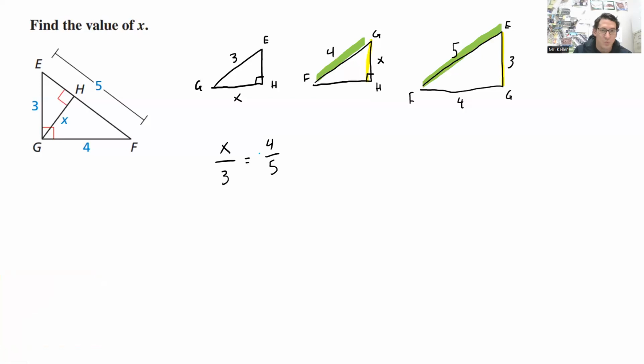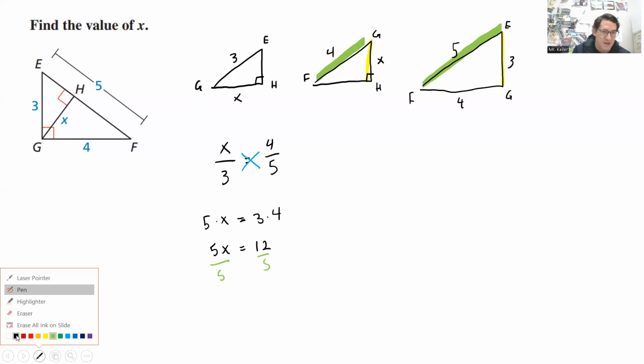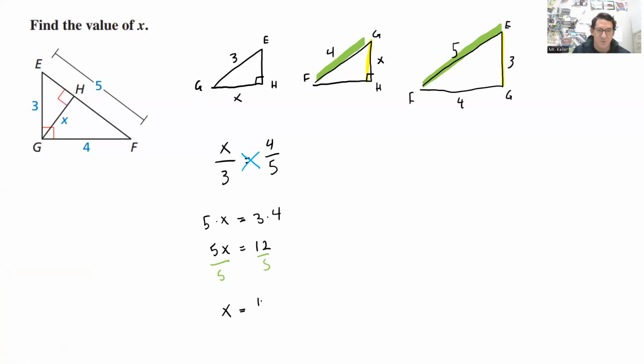I'm going to cross multiply through here. So it's going to be 5 times X is equal to 3 times 4. 5 times X is 5X. 3 times 4 is 12. Divide both sides by 5 to finish solving. And we can leave it there as 12 fifths. So X is going to be equal to 12 fifths. We don't get a whole number. That's okay, right? We don't need a whole number with everything.